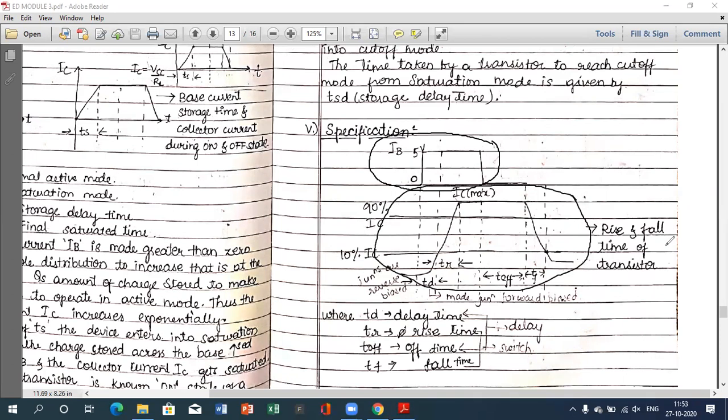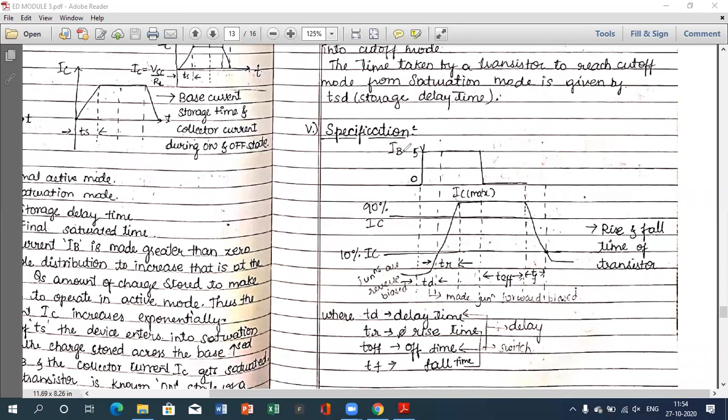Here we have used some particular terms. One is TD, that is delay time. TR, that is the rise time. Then T off, that is off time. Then TF, that is fall time. Here it is shown in the graphical representation, which is the response of collector current with respect to base current. Now listen to this. It's very simple and very easy also. So now look at this.